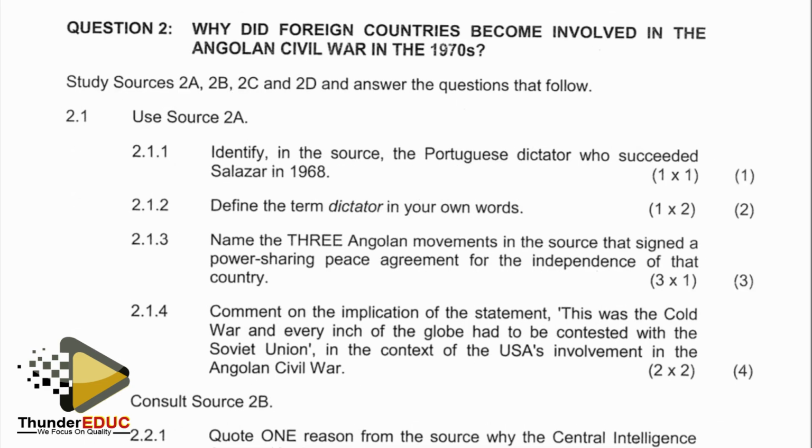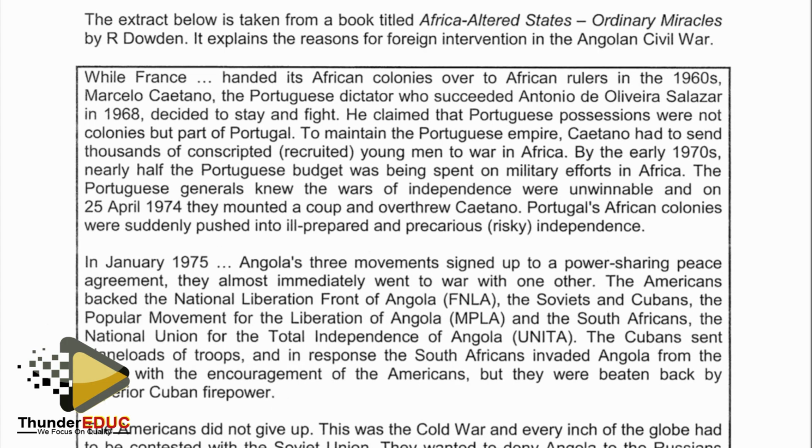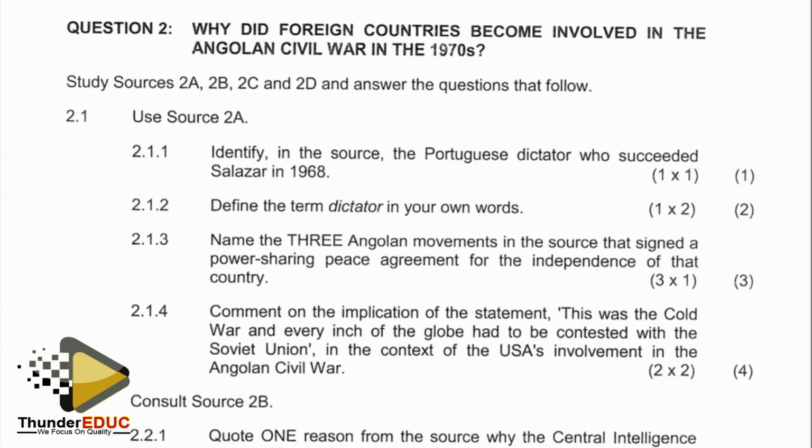Right, identify in the source the Portuguese dictator who succeeded Salazar in 1968. I think this is an extraction question. We don't need to waste time with this question. It says here, while France handed its African colonies over to African rulers in the 1960s, Marcelo Caetano, the Portuguese dictator who succeeded Antonio de Oliveira Salazar in 1960, decided to stay in the fight. So our response, we find it here. That is the response to the first question. Move on to the next question.